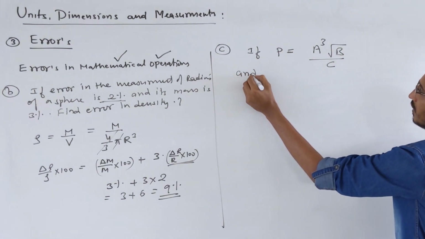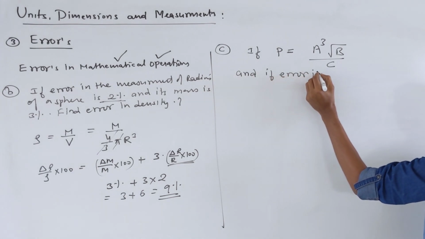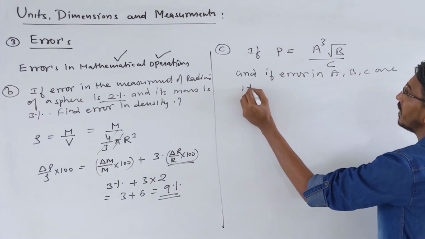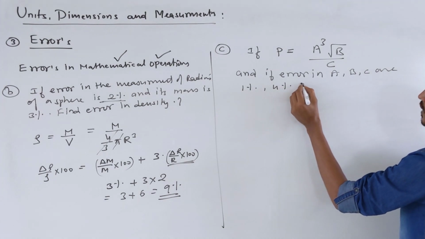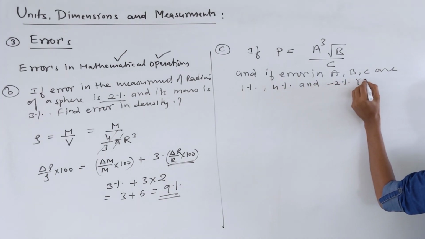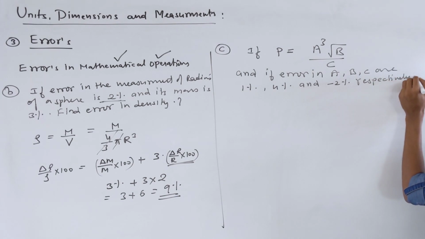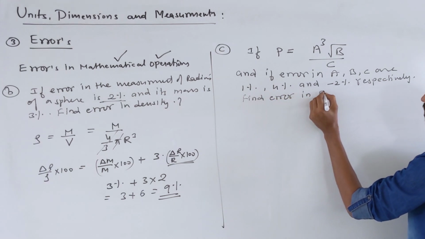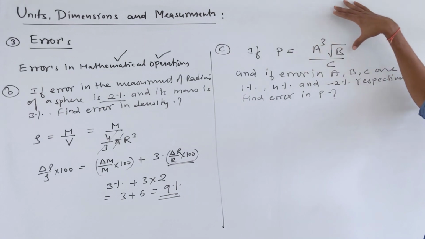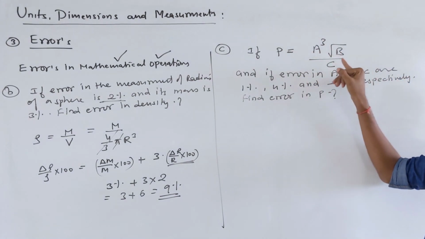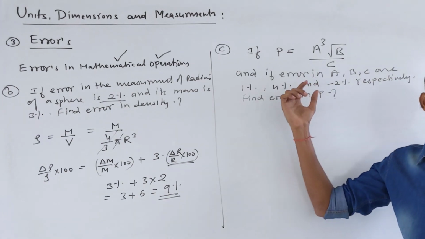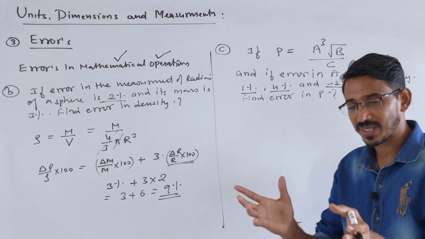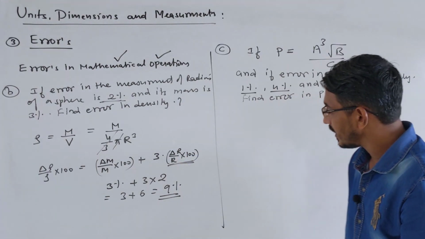If error in A, B, C are say 1%, 4% and minus 2% respectively, then the question says find the error in P. This is your question. So some formula is given to you and the quantities that are coming, in this formula A, B, C, 3 quantities are coming and errors on those are given. Again percentage error is given. The first pattern we are talking about is where percentage errors are directly given in questions, okay? They are asking what is the error in P.